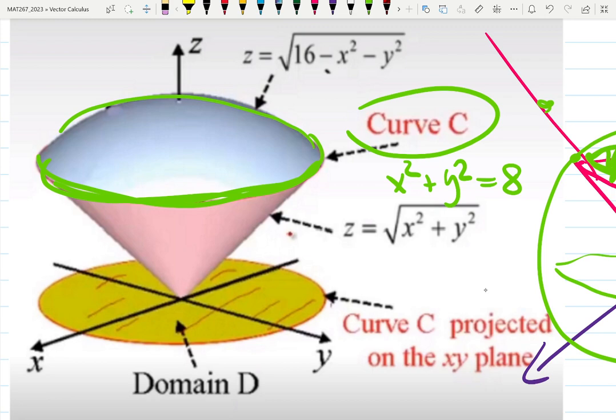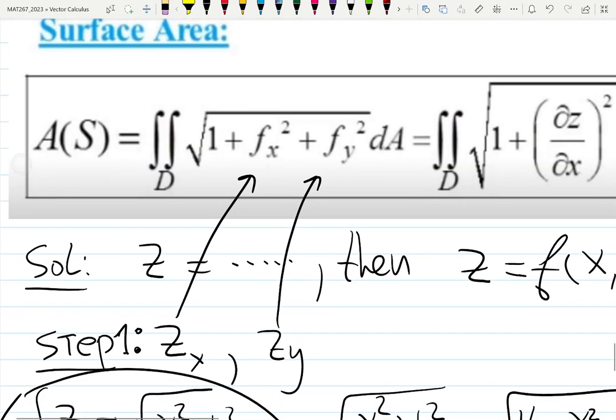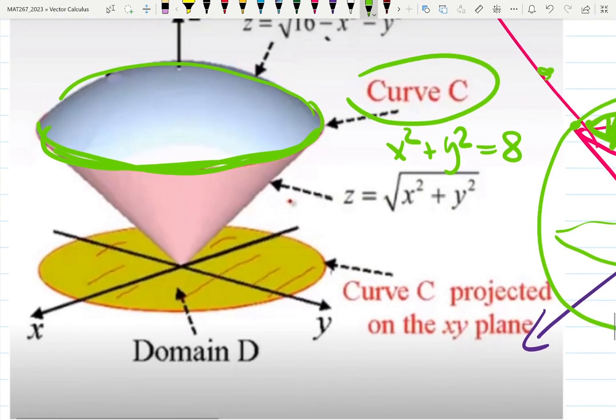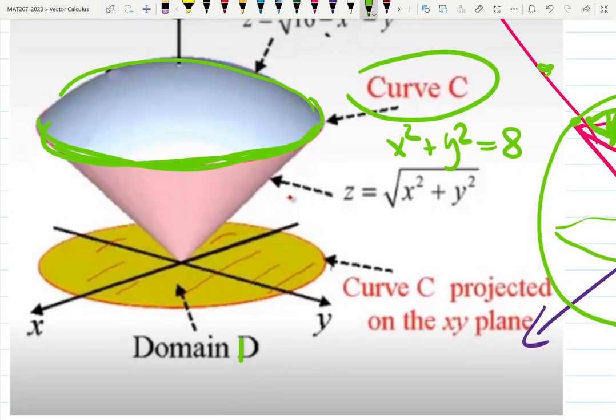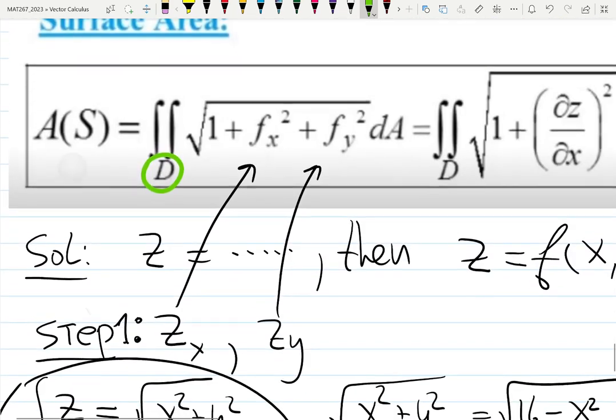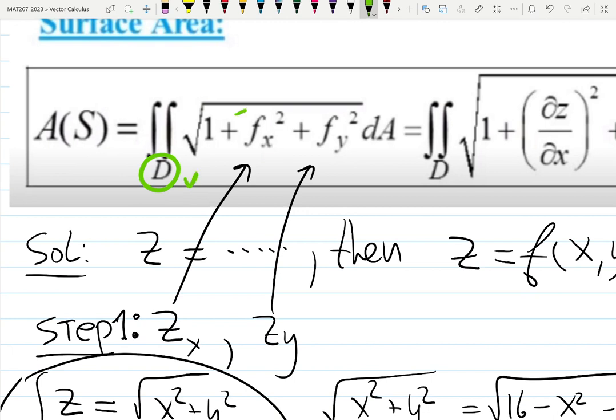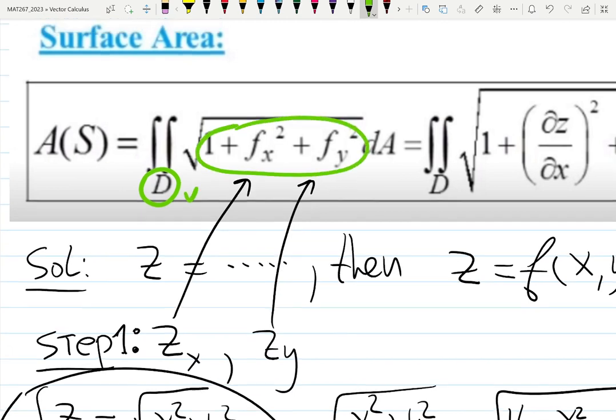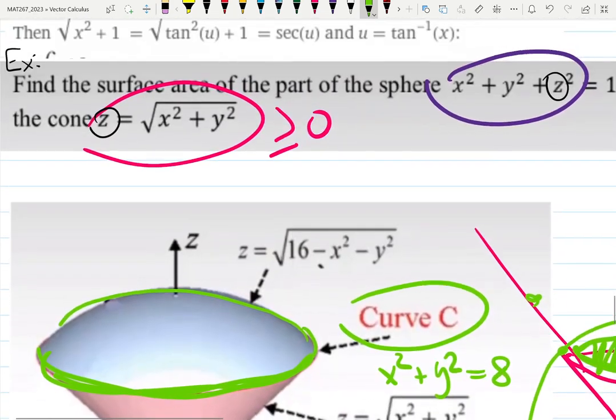So now we have this D. The D is that circle. So let me show you. This domain D, oh, it says that. Domain D. So write down, the shadow is your domain D. Curve projected on the xy plane. So I'm checking the formula. I have my D, the function inside. Gonna go by the definition. Let me show you again the formula.